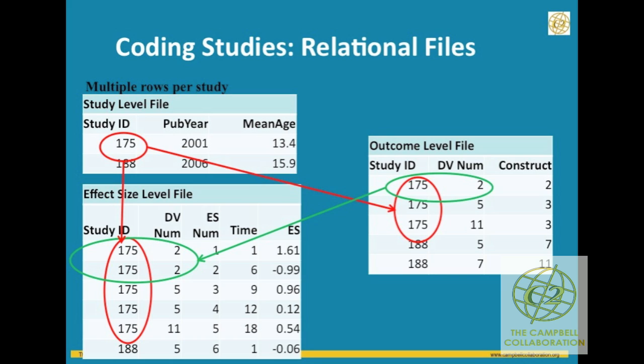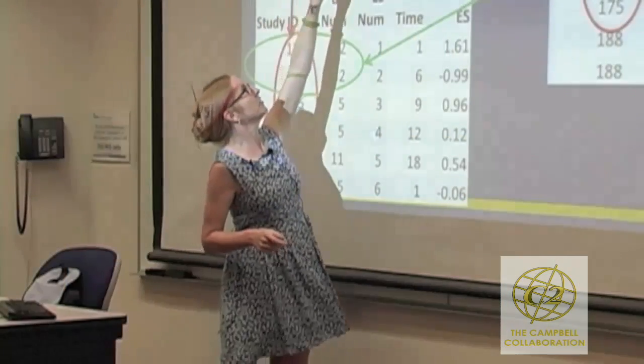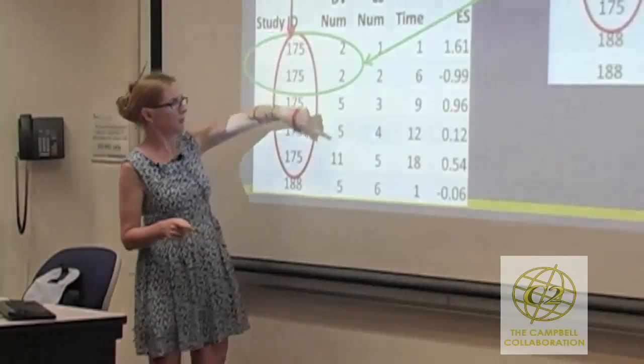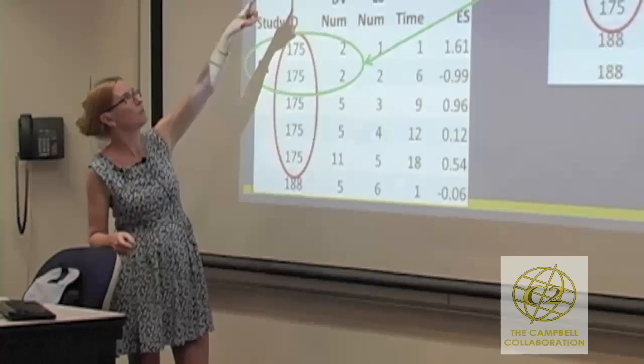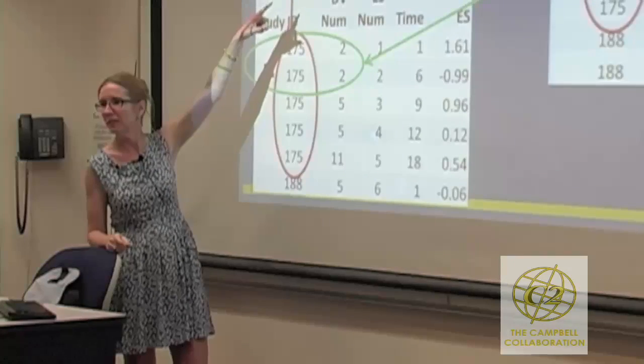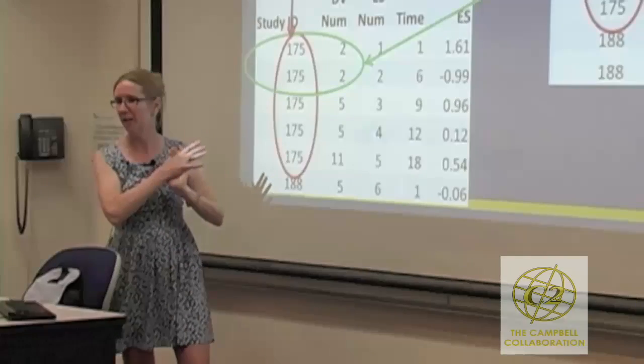And once you do it, it'll make a lot more sense, because some people are looking a little unsure about this. I think I may have some pictures of a database that is hierarchical. But the idea is you don't want to have to double code the publication year for every effect size. You don't need to enter that number 6 times. You only need to enter it once. And then you can link up these files later on.